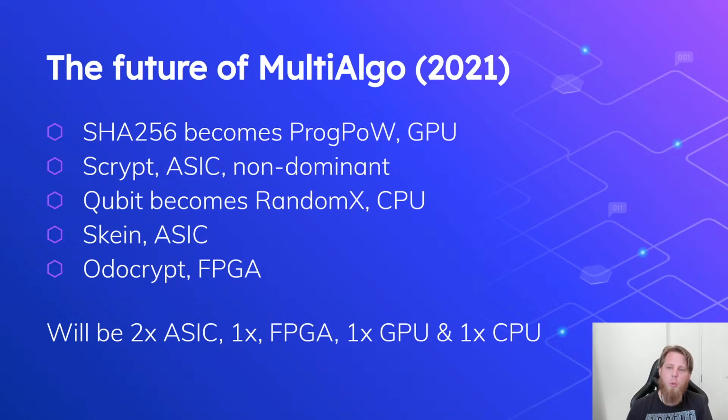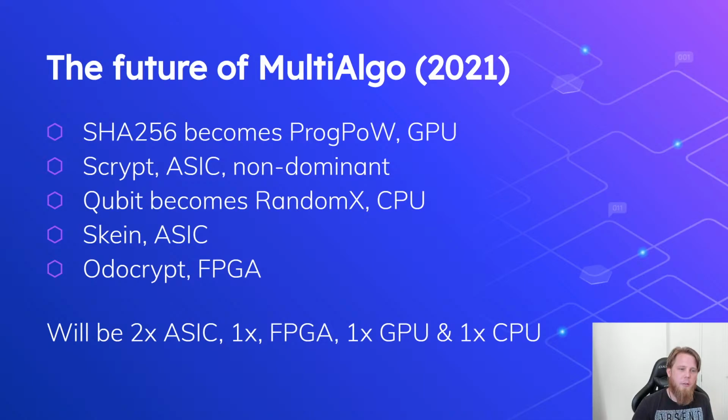So, ideally, this will mean that SHA-256 becomes ProgPoW. This would give us one algorithm that we aren't dominant in, being Scrypt. One ASIC algorithm that we are dominant in, being Skein. One FPGA-focused algorithm, being AutoCrypt. One GPU-focused algorithm, being ProgPoW. And one CPU-focused algorithm, being RandomX.